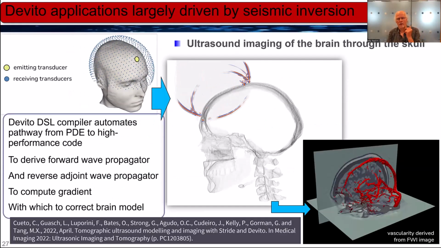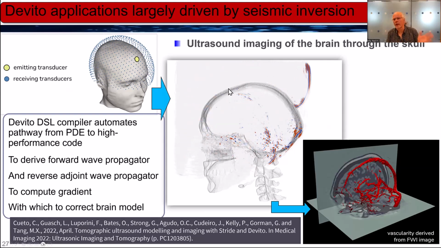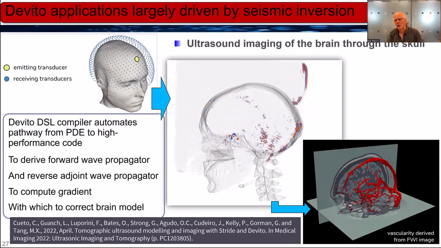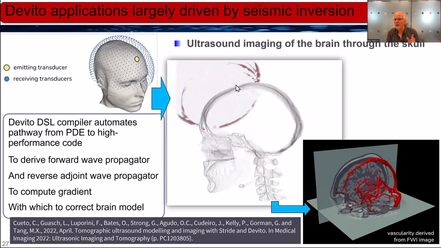Yeah, so here we go. This is the ultrasound imaging. So we have a patient, we have a hat with lots of ultrasound sensors and a transducer that generates an ultrasound signal. We can use DeVito to model the way the sound wave moves through an estimated or guessed brain structure. The full waveform inversion algorithm is the mathematics that enables this to work, even though there might be a skull in the way.